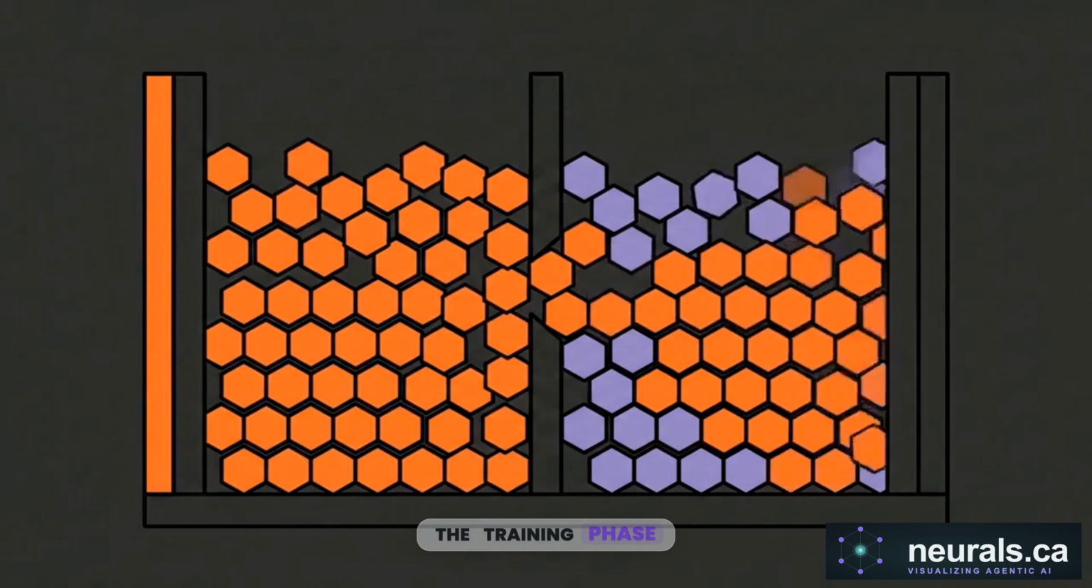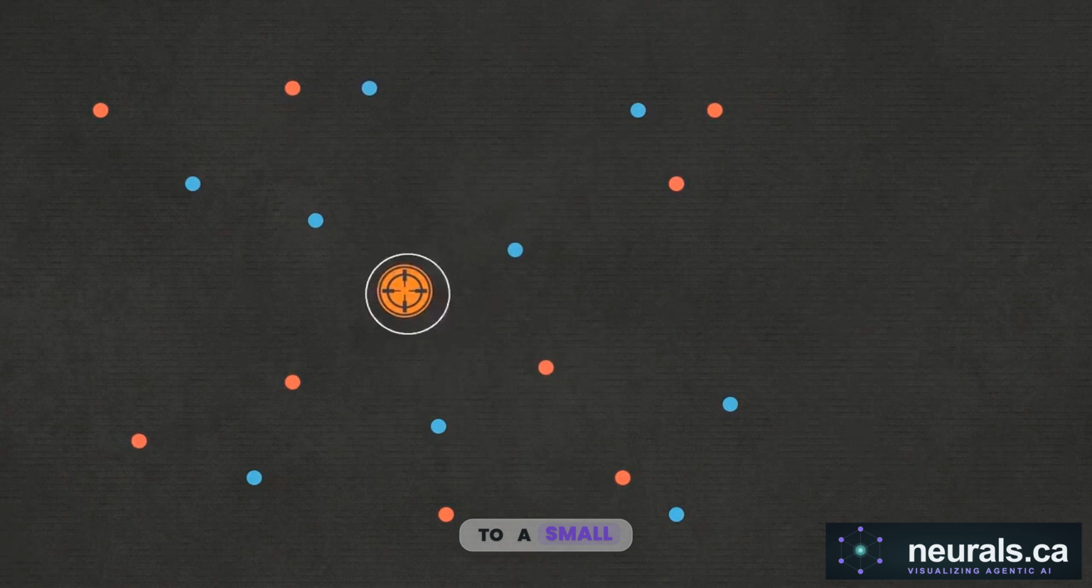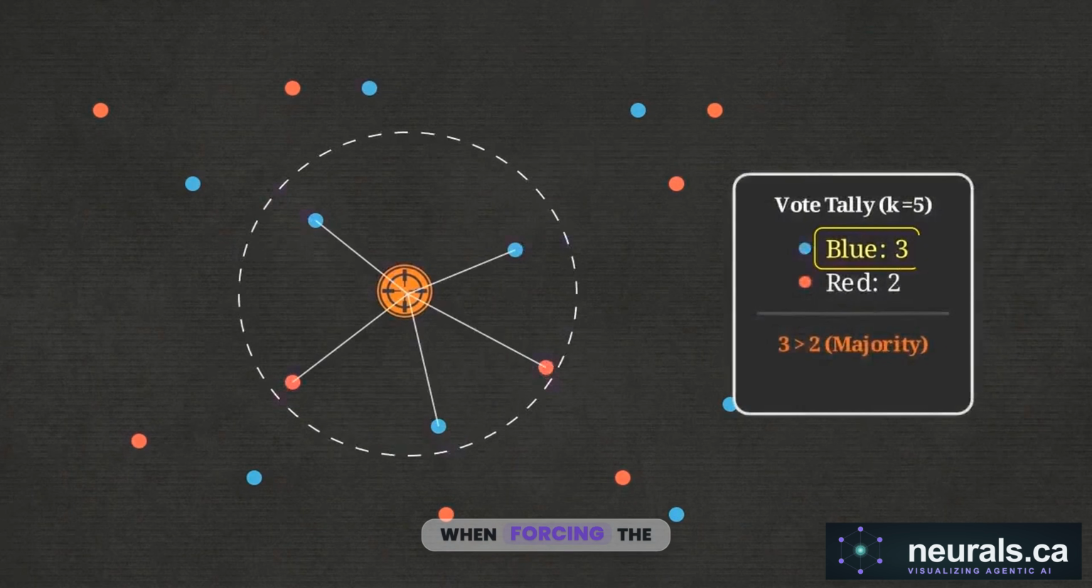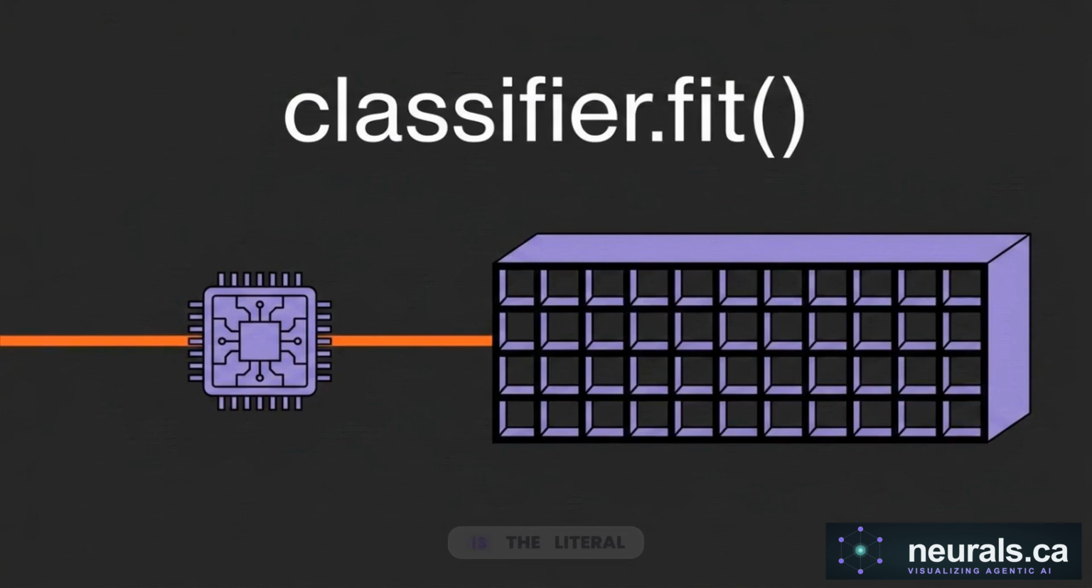the training phase. The actual algorithm instantiation happens on a single line, KNeighborsClassifier, setting n_neighbors to 5. Setting the k parameter to a small, odd number mathematically prevents tiebreakers when forcing the algorithm to choose between two binary classes. The classifier.fit command is the literal embodiment of lazy learning. It solves exactly 0 equations and strictly memorizes the training data.